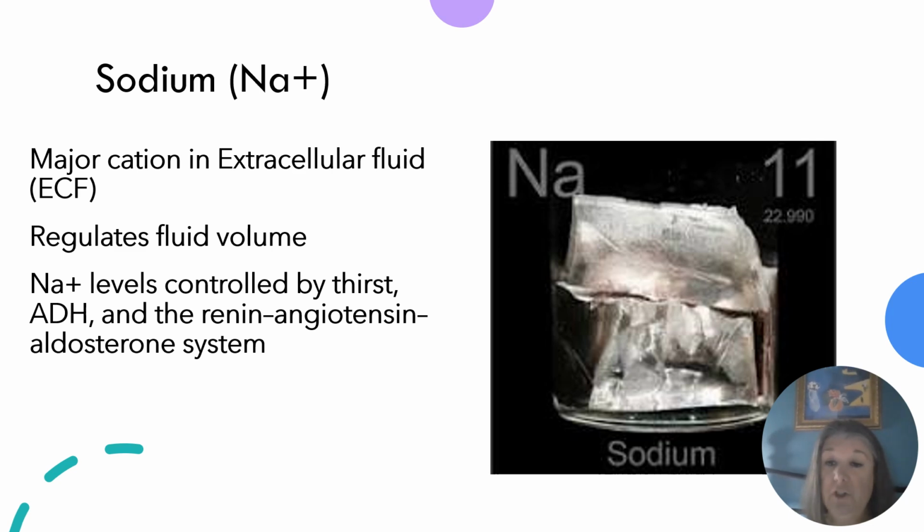So sodium works with potassium, all right? Remember our sodium potassium pumps? It's that back and forth. Always keep in mind, for the most part, where sodium goes, water's going to want to go, right? They're attracted to each other. So if we have an excess of sodium, it is likely that we have an excess of fluid.